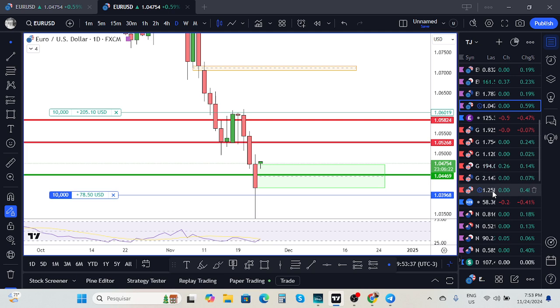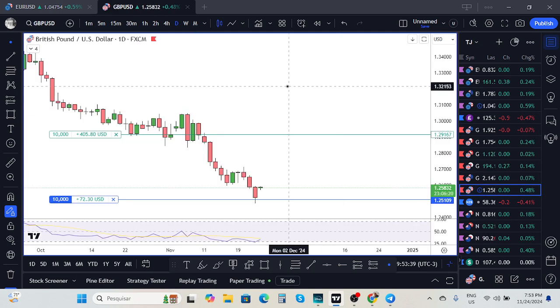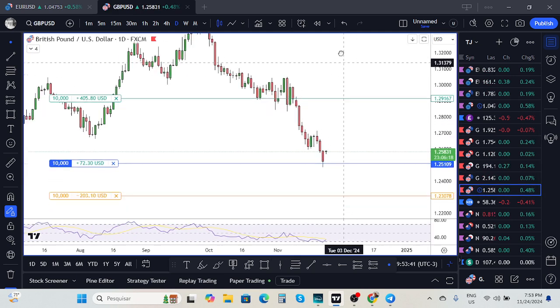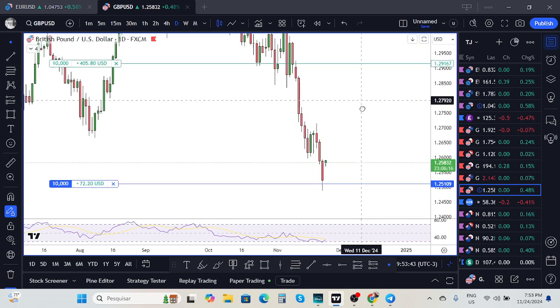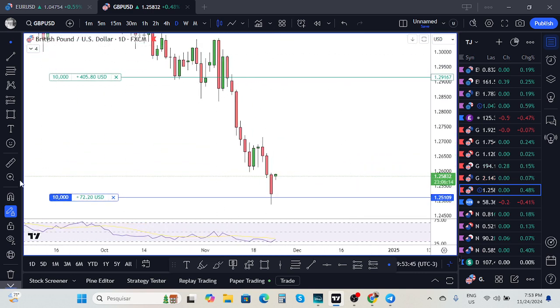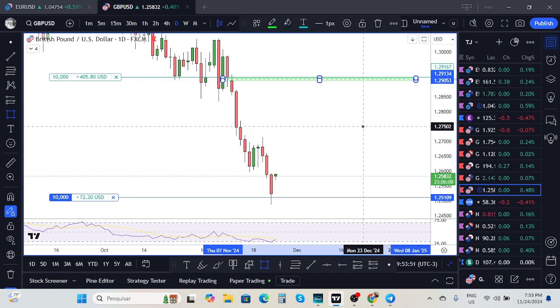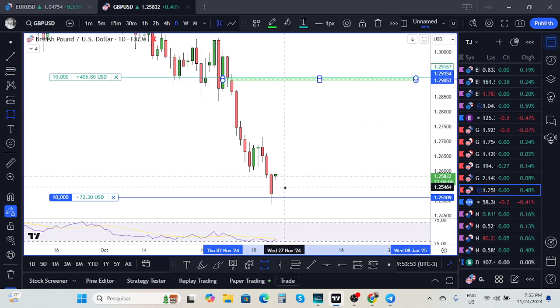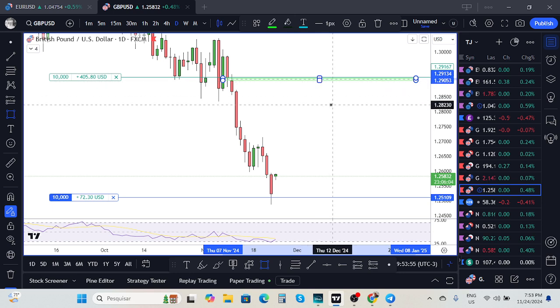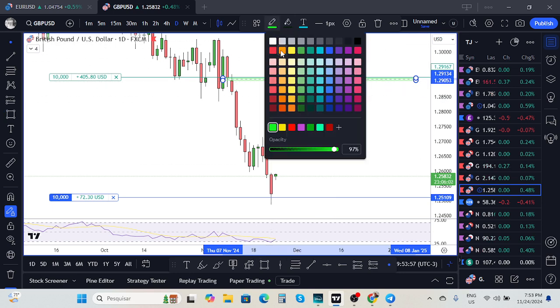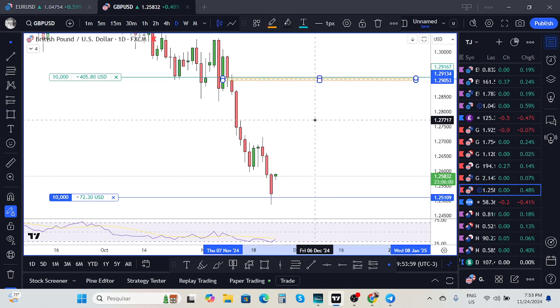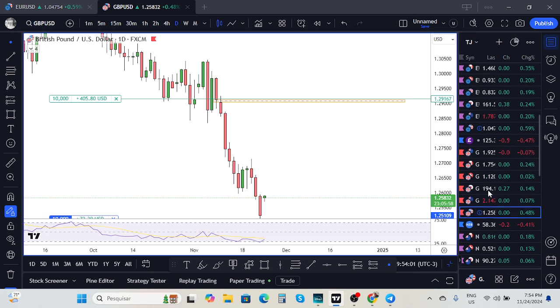All right, GBP/USD too, hopefully. On GBP/USD right here on the daily time frame, we have a fair value gap right here. So that is this right here, and that's another level I'm expecting price to push to right there.